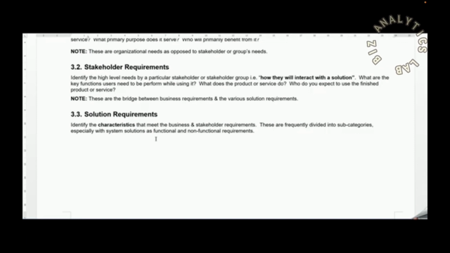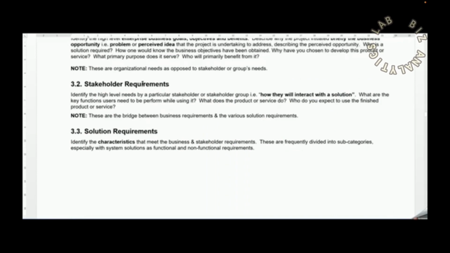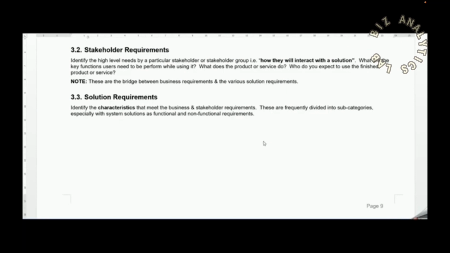Solution requirements is really to focus on identifying the characteristics that would meet the business and stakeholder requirements. So these will include some of the functional and non-functional requirements. We're going to cover functional requirements.